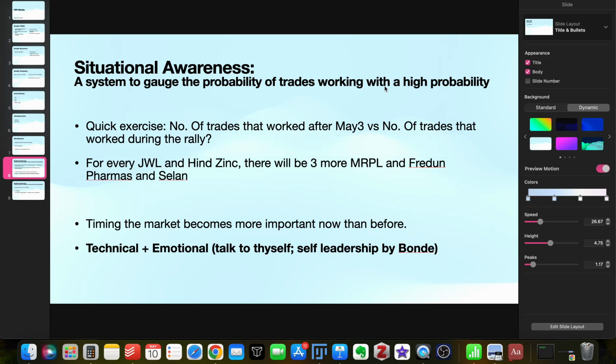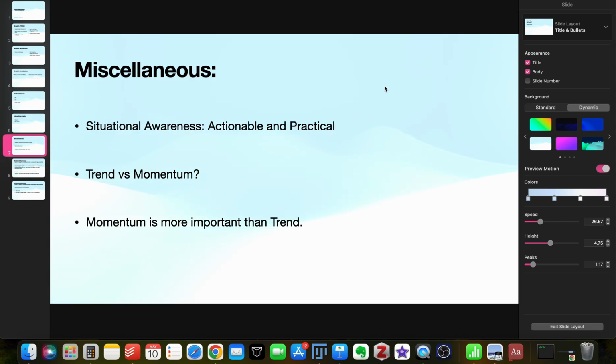For example, if you had taken any trades in the last week, Monday to today, the last 5 days, if you had taken a breakout trade, the probability of those trades working would have been lower. To know that the probability is lower in such and such environment for such and such kind of trade is basically situational awareness. That is the way I define it. So today I'm going to discuss some actionable and practical ways to gauge situational awareness, or gauge the probabilities of trades working.